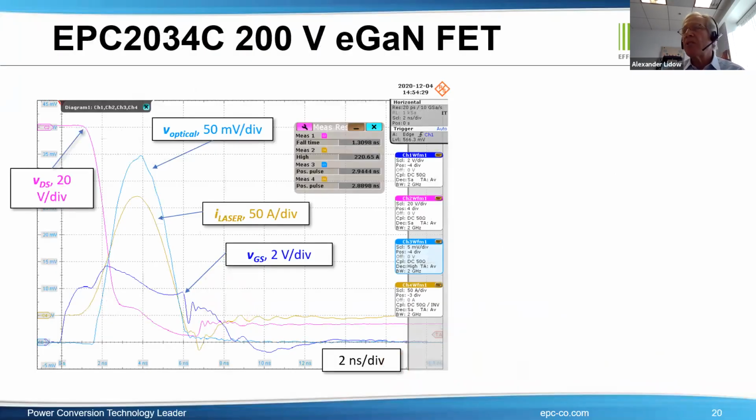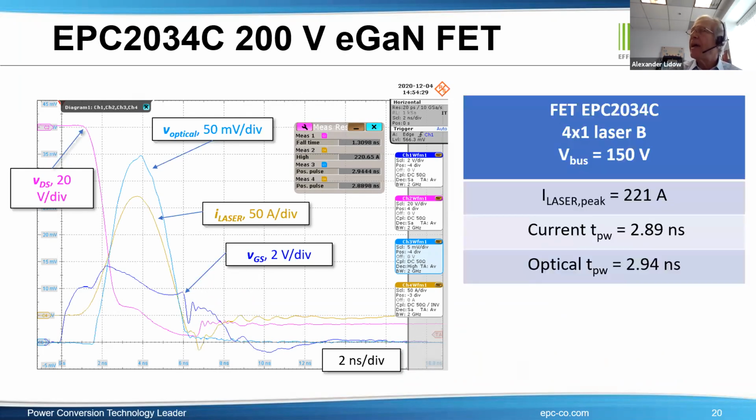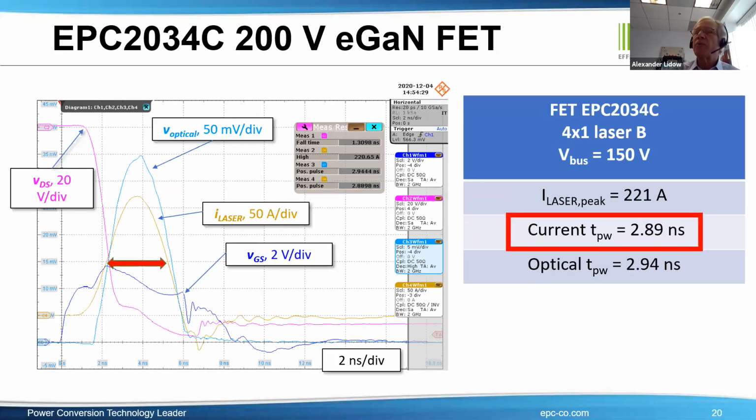So let's look at the state of the art. If you remember, I showed you a 200 volt device among the popular chips that are being used. We're going to look at this device. This is through a demo board that you can buy from EPC. And the peak on this thing is 221 amperes. That's the yellow hump there. 221 amperes is being pumped through this device. The bus voltage is 150 volts. And it's going through there in less than 3 nanoseconds.